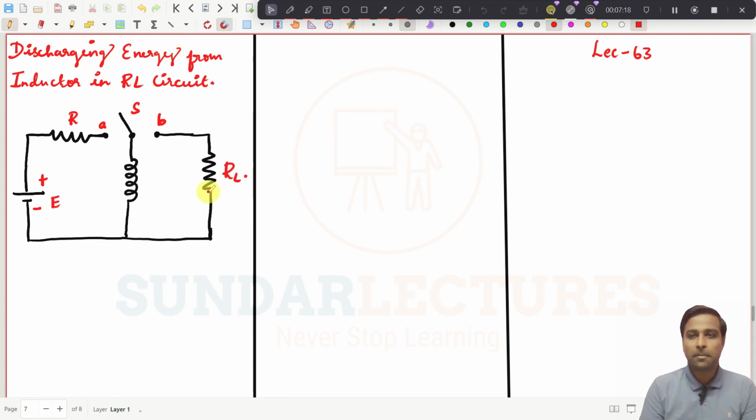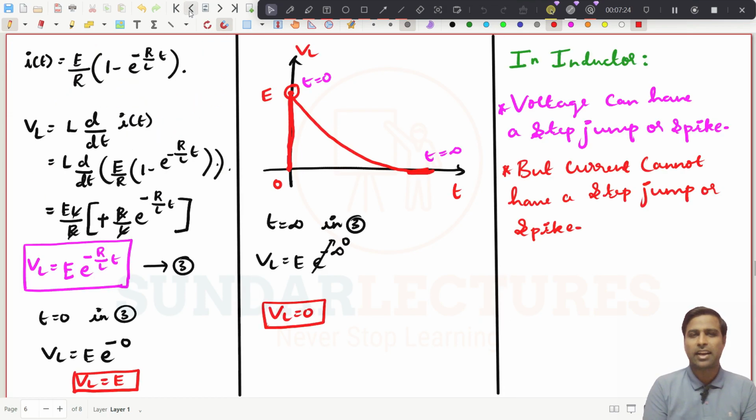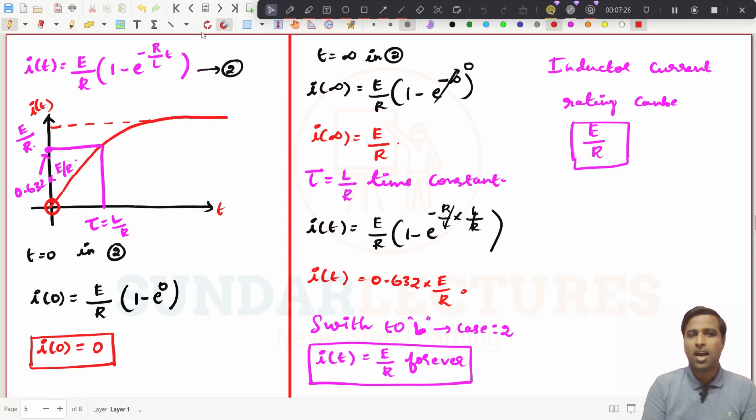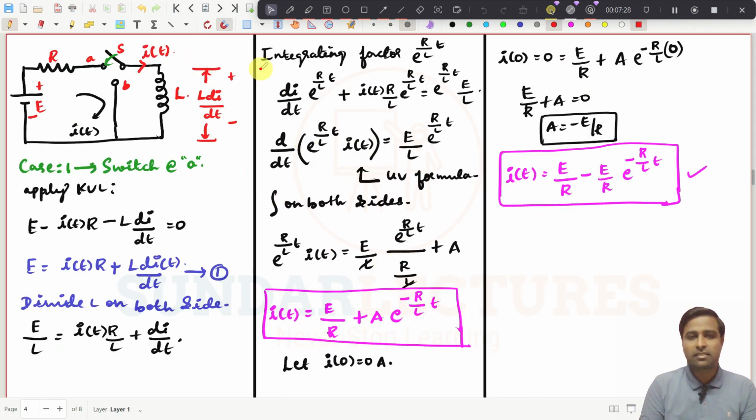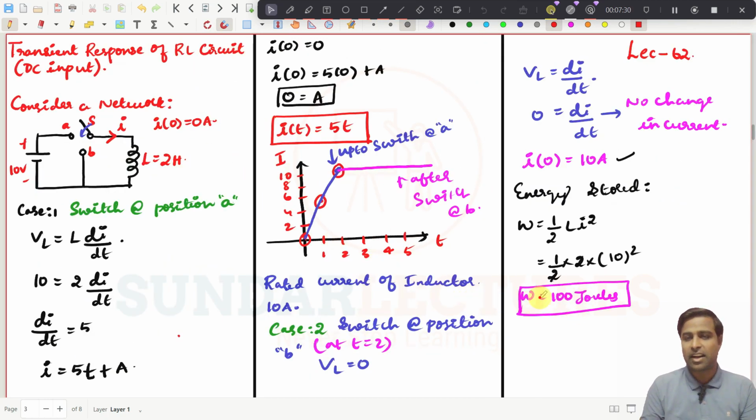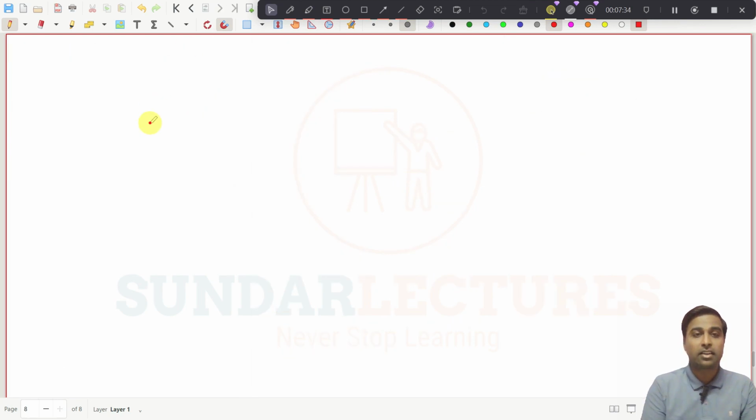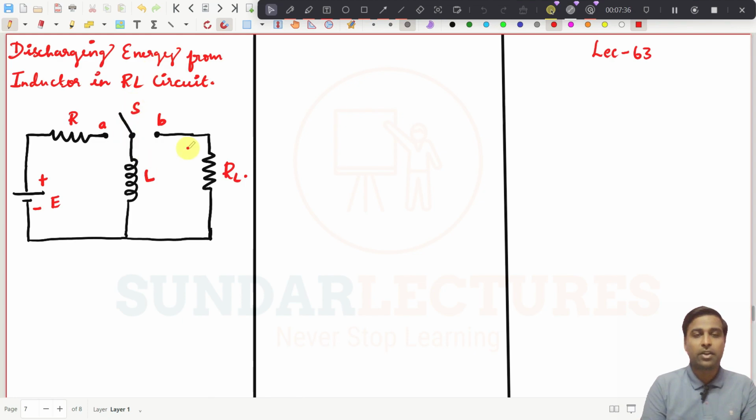So this is the energy. Now we know what is the energy stored in the inductor, right? How energy can be stored. We have seen with this example how we can store energy in the inductor. Now we need to find the discharging capability of the inductor.